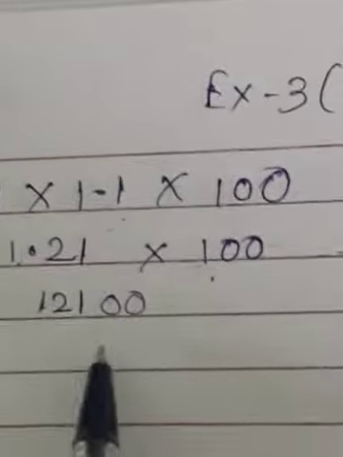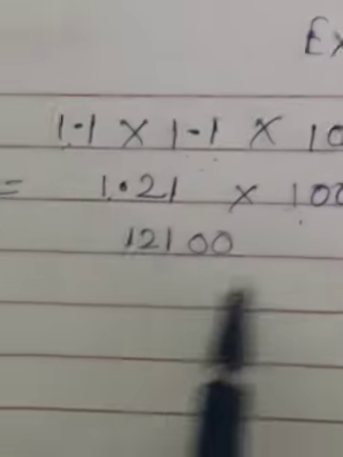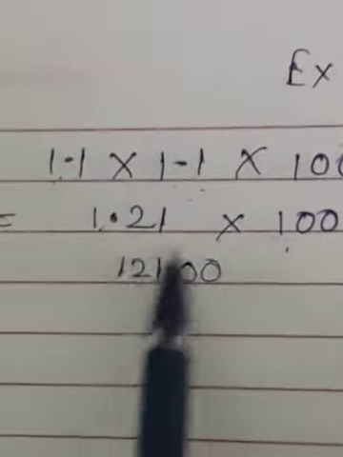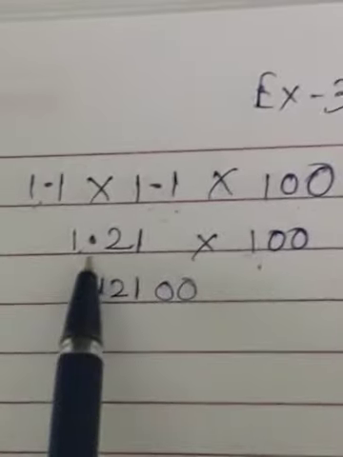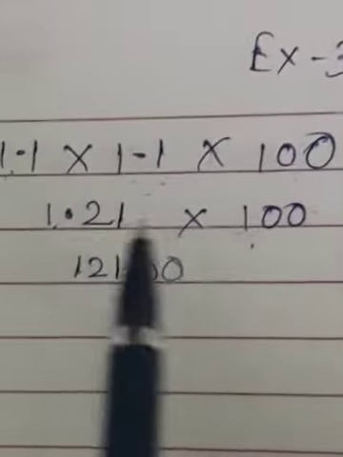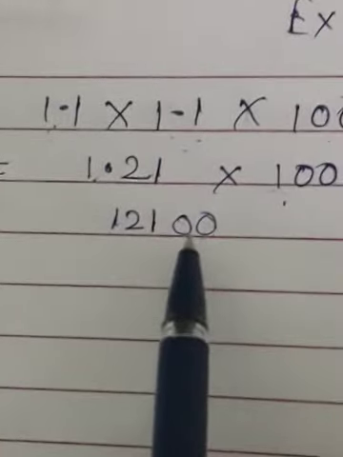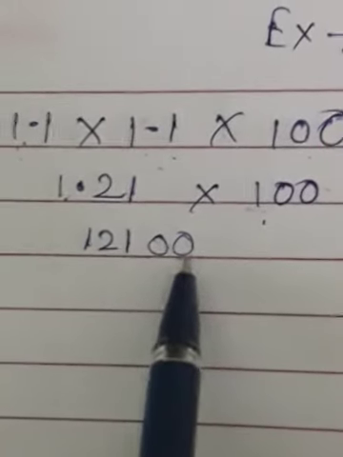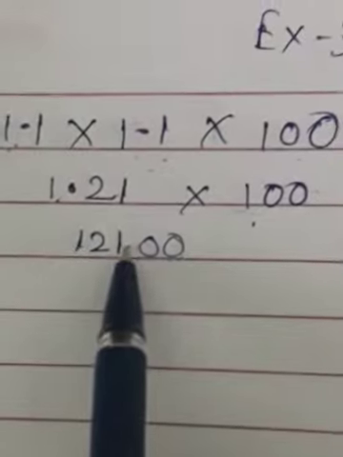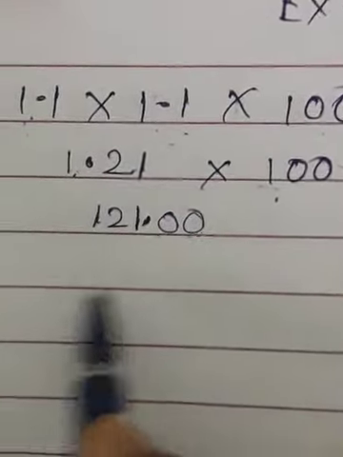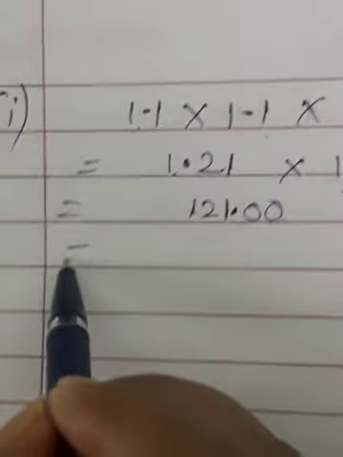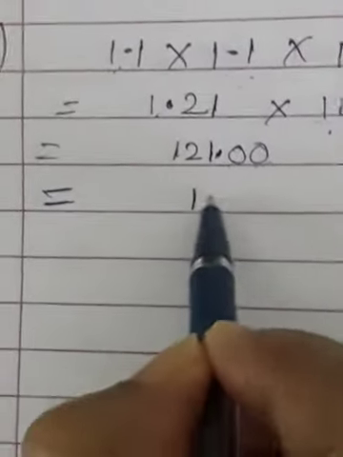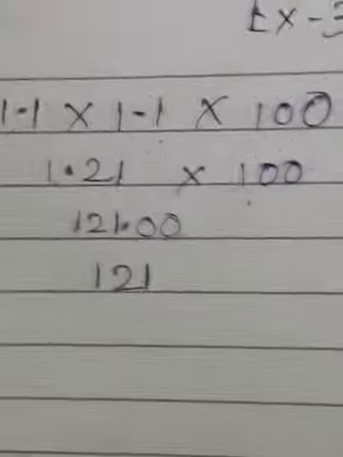Now we will see where the decimal point is to be placed. After the decimal point in this number there are only 2 digits, and here there is no decimal point. So how many digits total after the decimal point? 2 digits. So count from this side, the right side, 1, 2. So we will put the decimal point here. After the decimal point, if there are zeros, they have no value. So the answer is 121.